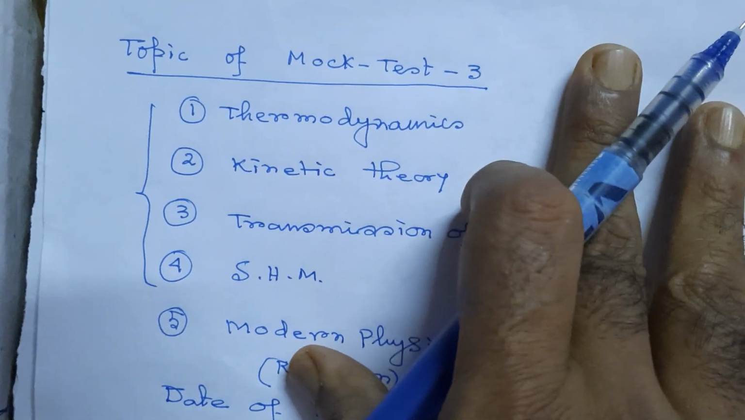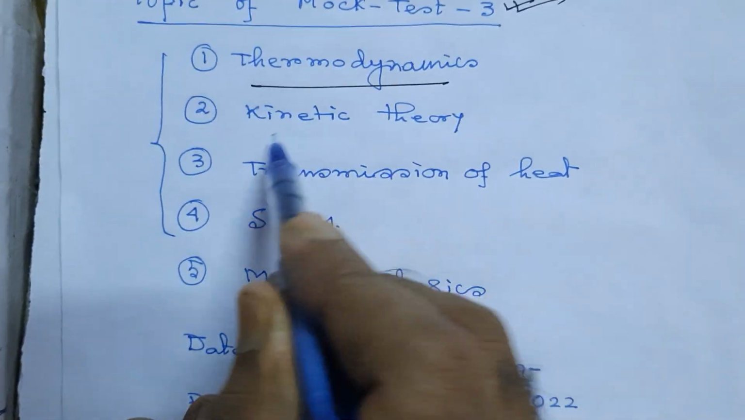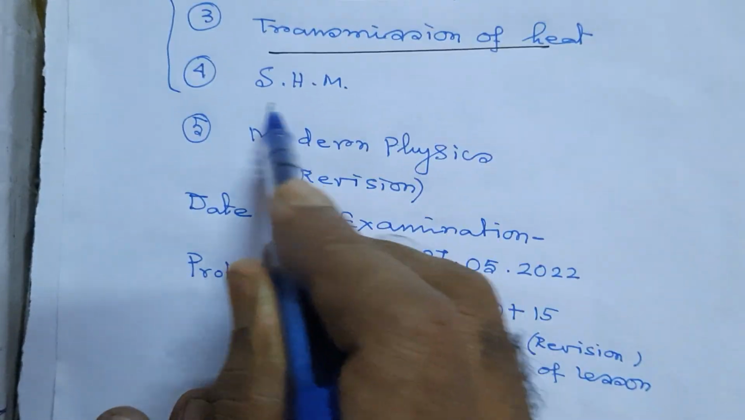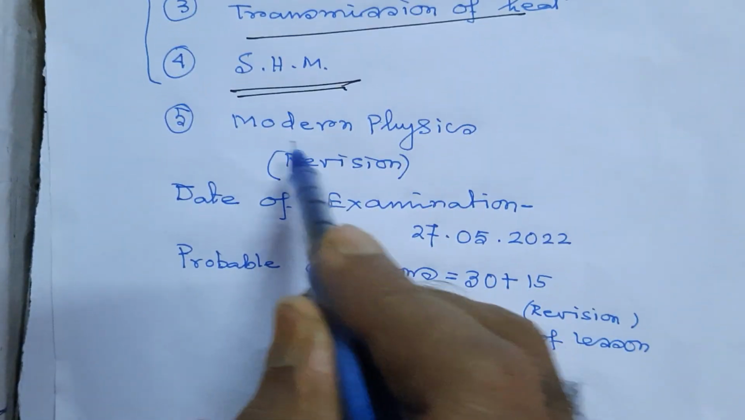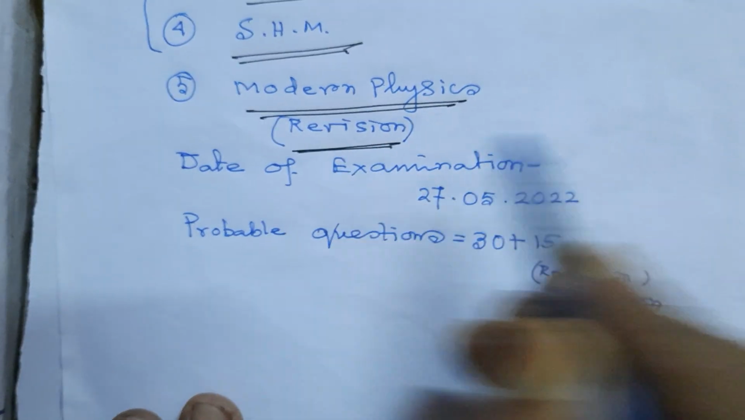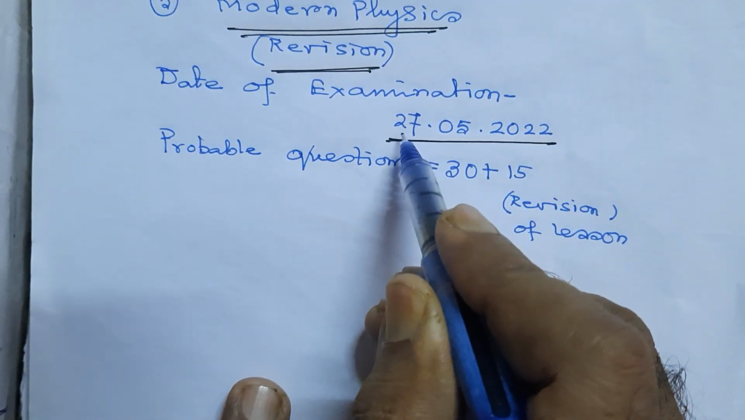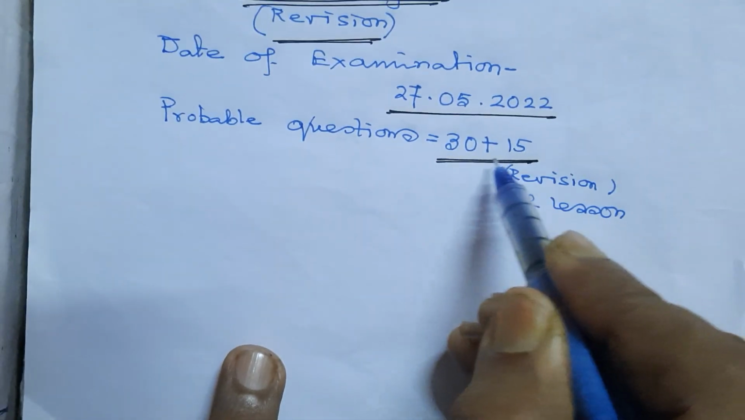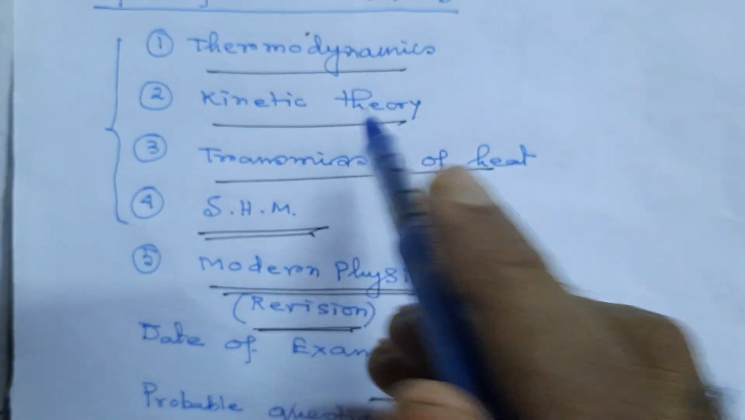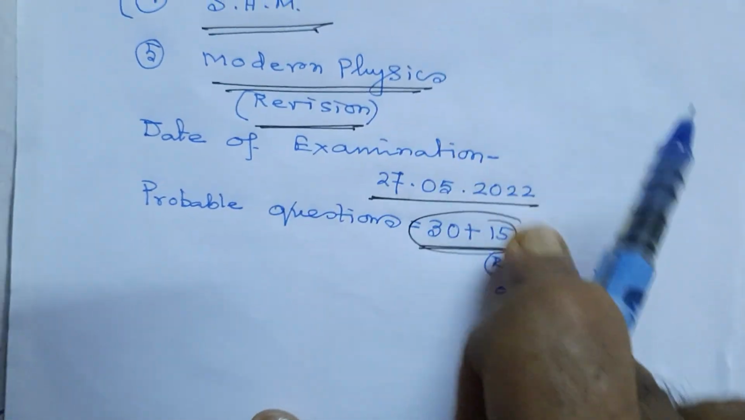The topics of the next test, mock test 3, are thermodynamics, kinetic theory, transmission of heat and SHM, simple harmonic motion. These are 4 new topics, and also modern physics as a revision topic. The most probable date of examination is 27th May 2022. The probable number of questions is 45: 30 from the new topics, thermodynamics, kinetic theory, transmission of heat and SHM, and 15 from revision of modern physics.